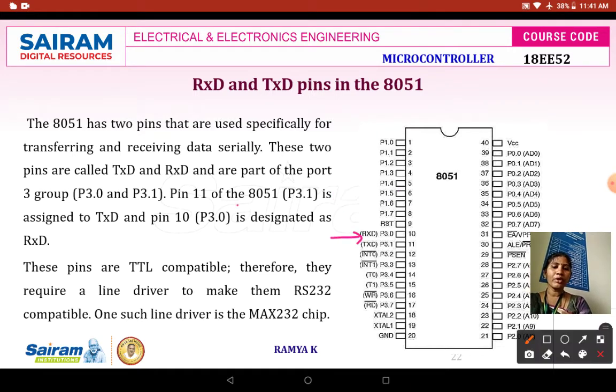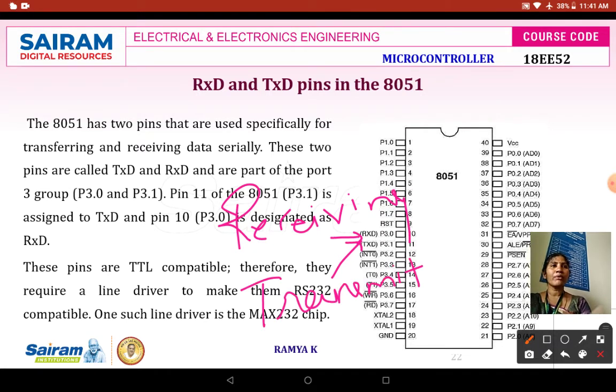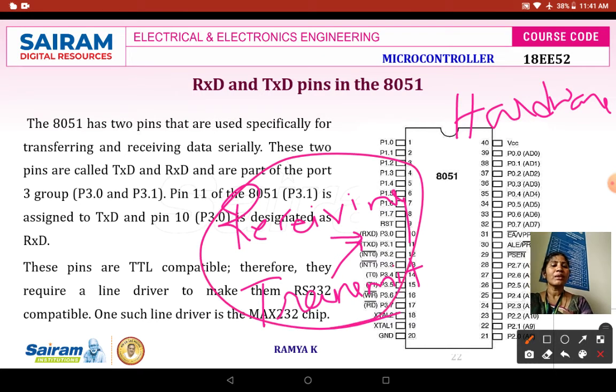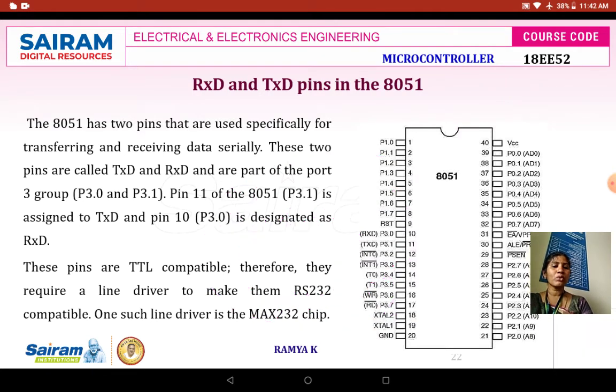RxD is meant for receiving the data and TXD is meant for transmitting the data. So receiving and transmitting between where? You have to transmit and receive the data between any peripheral device. The peripheral, you can consider that to be a hardware device. So between your hardware device and the computer, you have to transmit and receive the data. That is done with the help of these two pins called RxD and TXD.